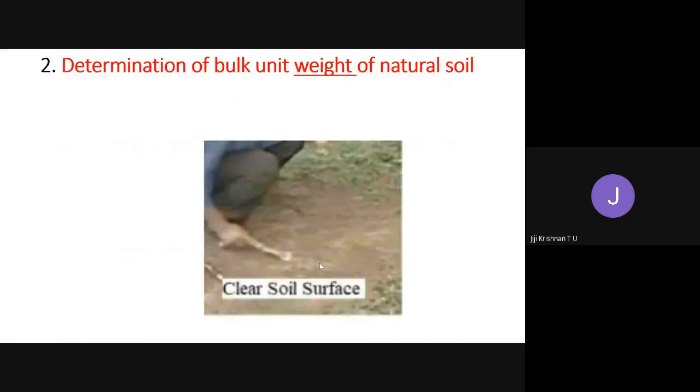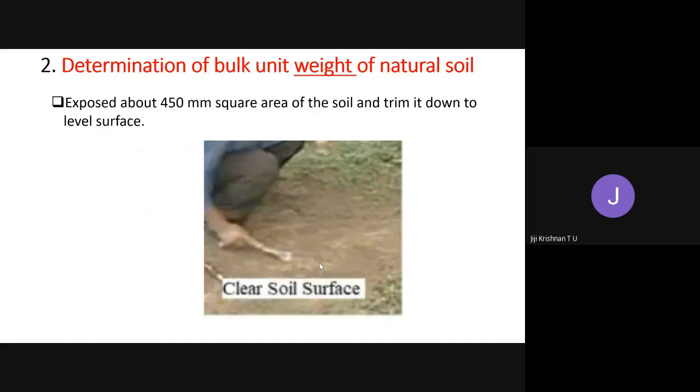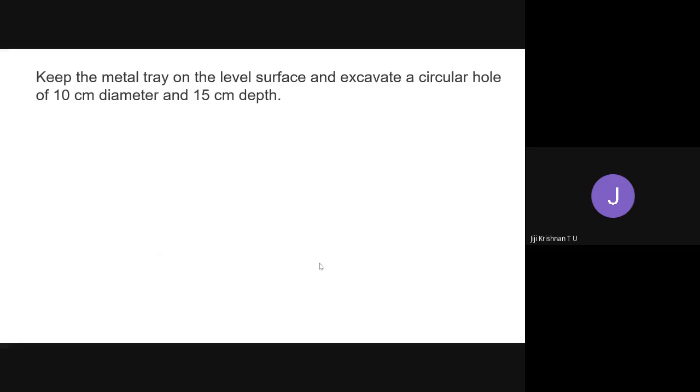Determination of bulk unit weight of natural soil. Before that, we have to clear the soil surface. Expose about 450 mm square area of the soil and trim it down to a level surface. Then keep the metal tray on the level surface and excavate a circular hole of 10 centimeter diameter and 15 centimeter depth.